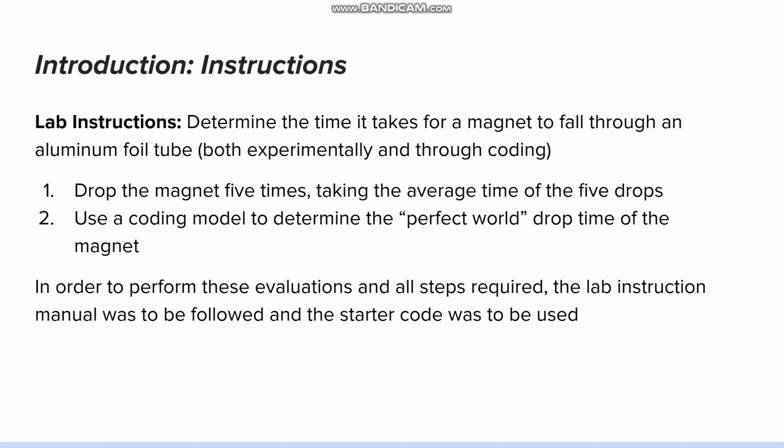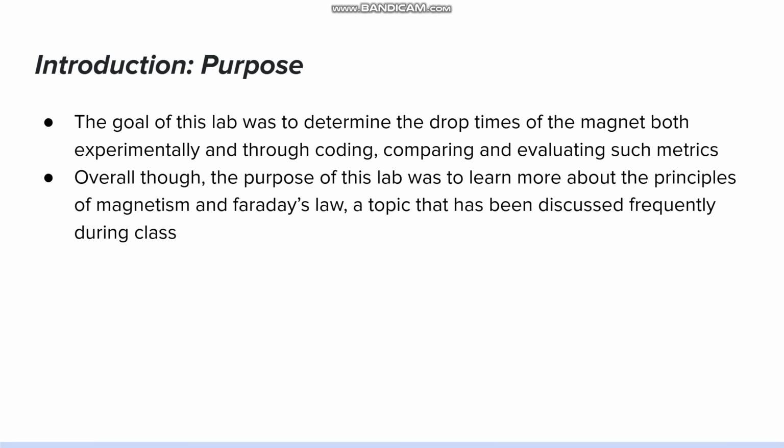Introduction. The instructions for this lab were to determine the time it takes for a magnet to fall through an aluminum foil tube, both experimentally and through modeling. The two steps seen here were to be used: number 1, drop the magnet 5 times, taking the average time of the 5 drops, and number 2, use a model to determine the predicted drop time of the magnet. In order to perform these evaluations and all steps required, the lab instruction manual was to be followed and the starter code was to be used.